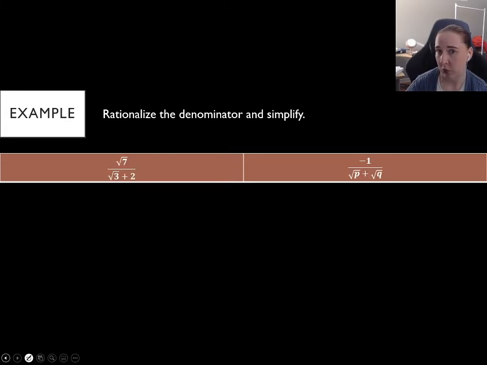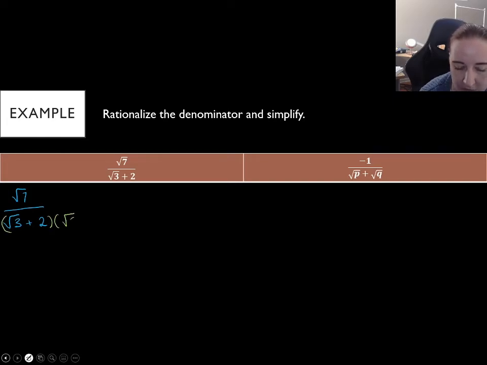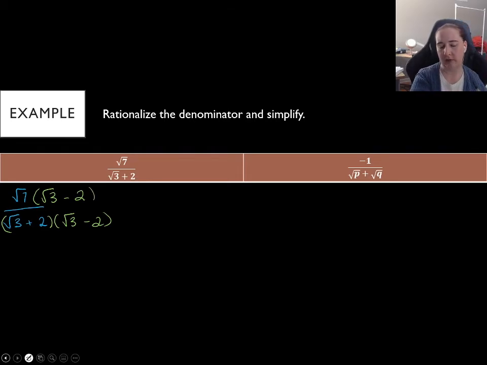Okay, square root of 7 over square root of 3 plus 2. So I've got square root of 7 over square root of 3 plus 2. So we're going to multiply by the conjugate, which would be the square root of 3 minus 2. And if I've got a square root of 7 in front of parentheses, I definitely want to distribute, because it's not likely to simplify. We don't normally cancel out square roots. So I'm definitely going to distribute the numerator here.